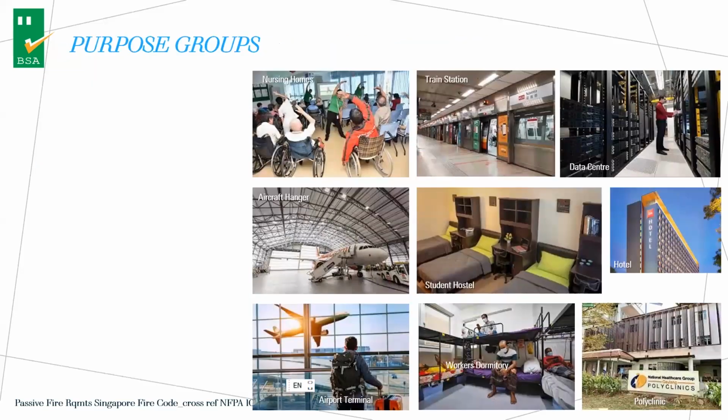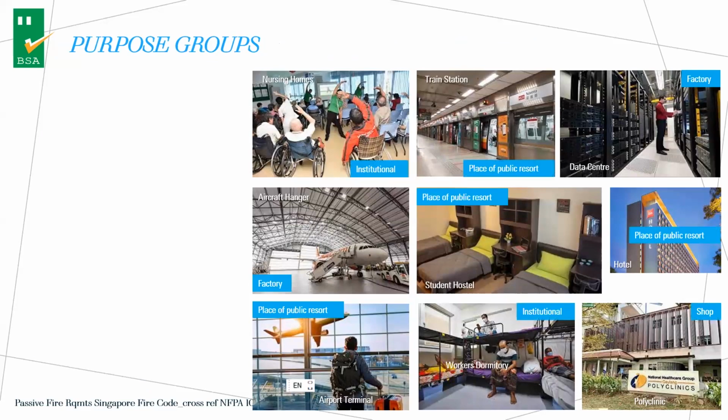So here is an interesting comparison. You have nursing home, train station, data center, aircraft hangar, student hostel, hotel, and so on, different kinds of users. And here I share with you what the Singapore Fire Code would call this purpose group. What is interesting is a hotel is a place of public resort. A data center is a factory. The hangar is a factory. The airport is a place of public resort. That's how they describe it.